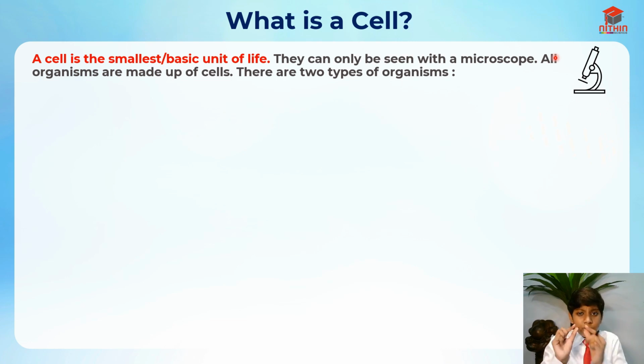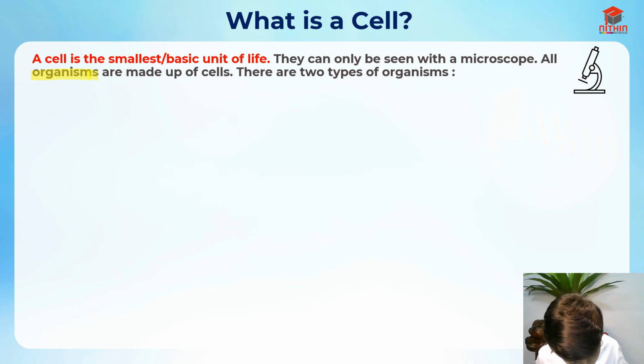Because the cell is so tiny, we cannot see it with our naked eye. That means that when we put the cell in front of us, we actually cannot see it. That's how small it is. And we must use this microscope in order to look at cells. And all organisms are made up of cells. If you do not know, organisms are actually living things.